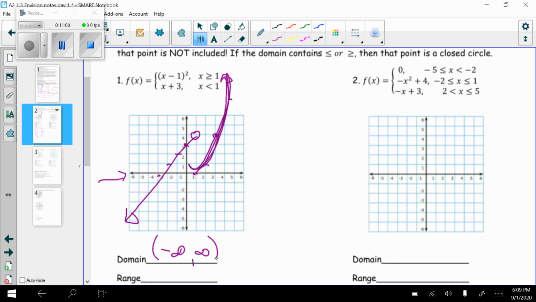Range are my y values. So again, I look at what's the smallest y value. I have every negative number, every positive number, so my range is negative infinity to infinity.